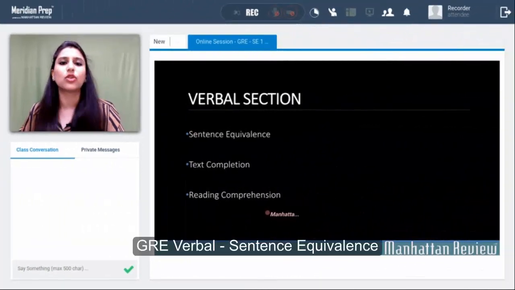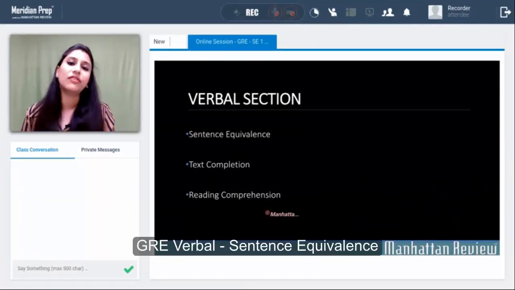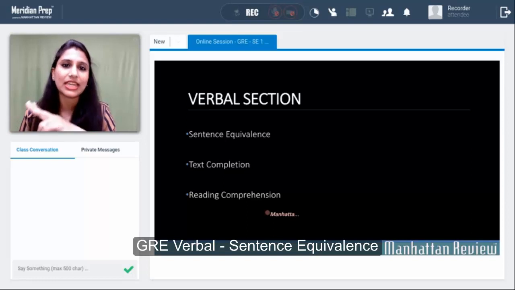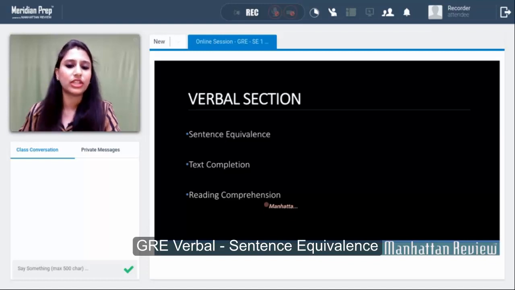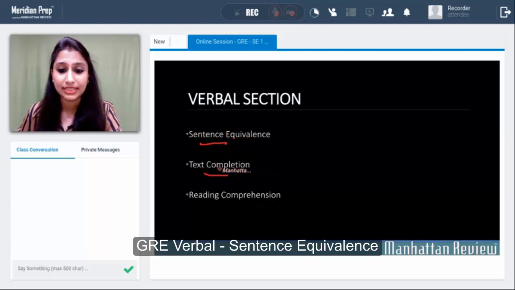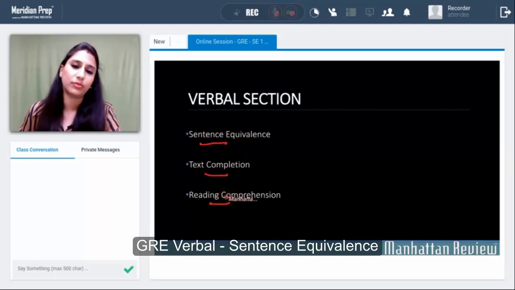To the verbal part. So how many scored sections are we getting in verbal? We get 2 scored sections. Each section has 20 questions and you're given 30 minutes per section. All right, so these are your 3 different question types in verbal: sentence equivalence, text completion, and reading comprehension.